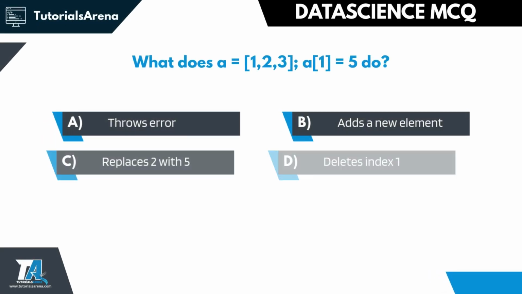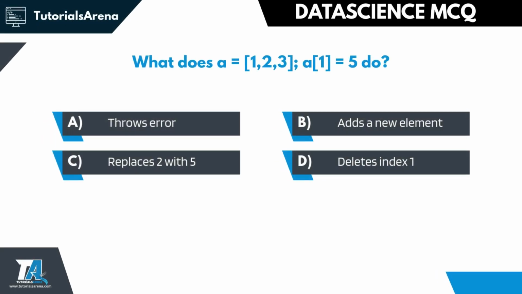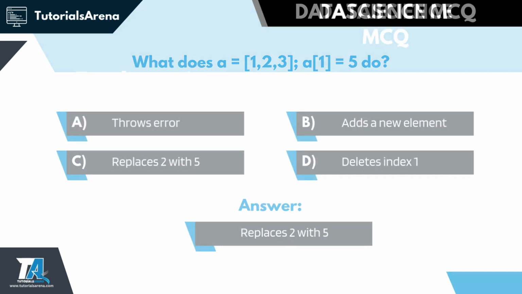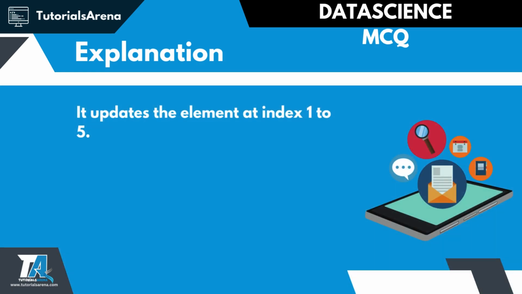What does the below expression do? The answer is option 3, replaces 2 with 5. It updates the element at index 1 to 5.